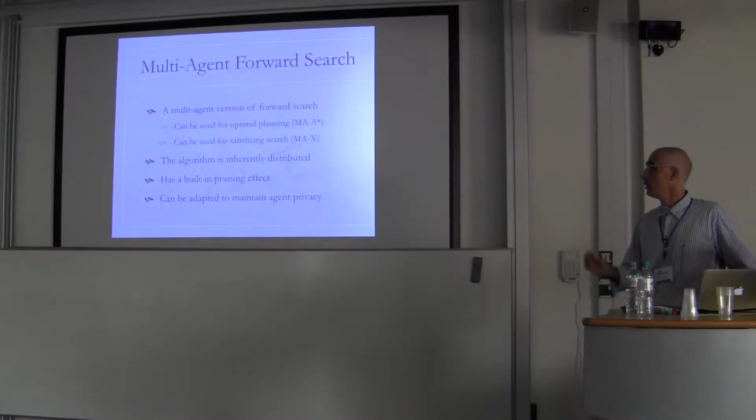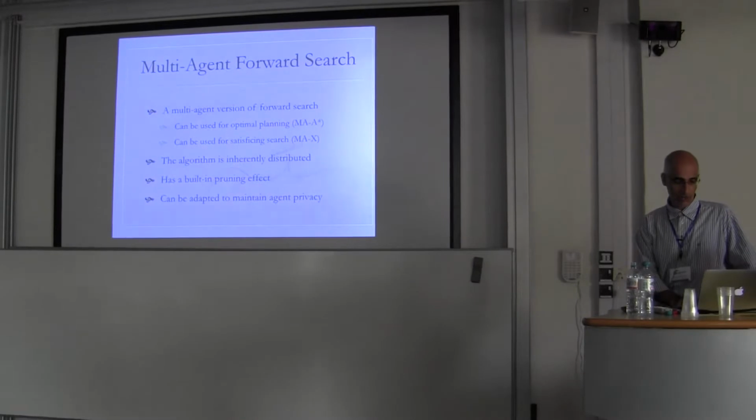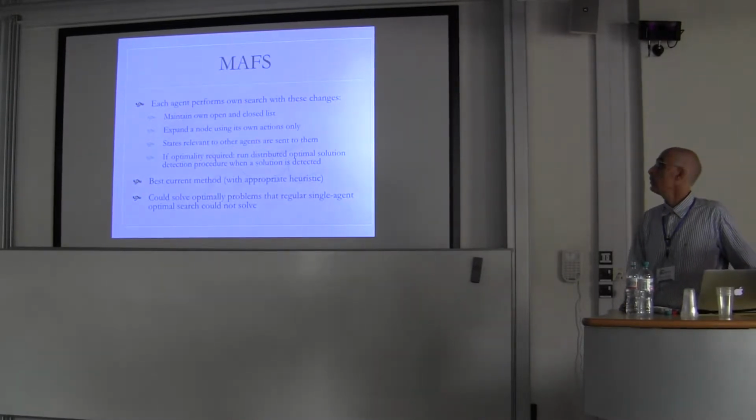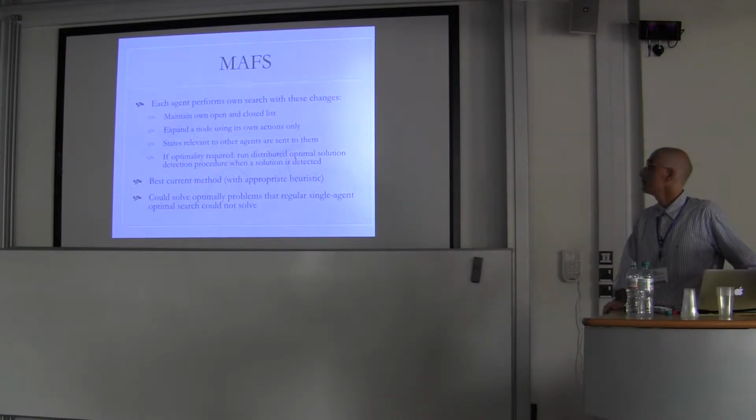effect that I'll talk about later. And it can also be adapted to maintain agent privacy. So, what is multi-agent forward search? Basically, it's forward search where each agent has its own search space. So each agent has its own open and closed list, and it expands the node using only its own actions.